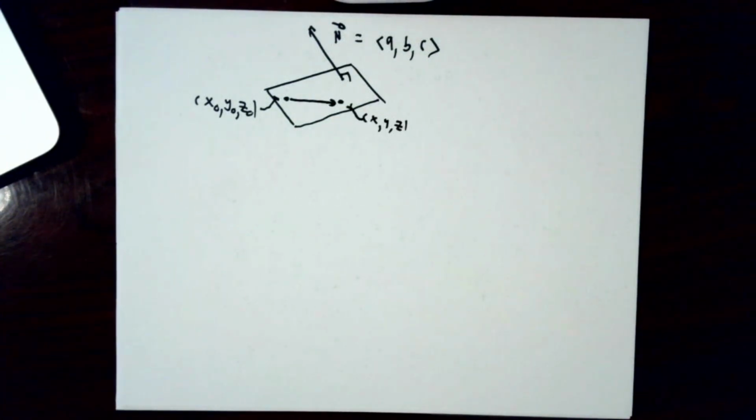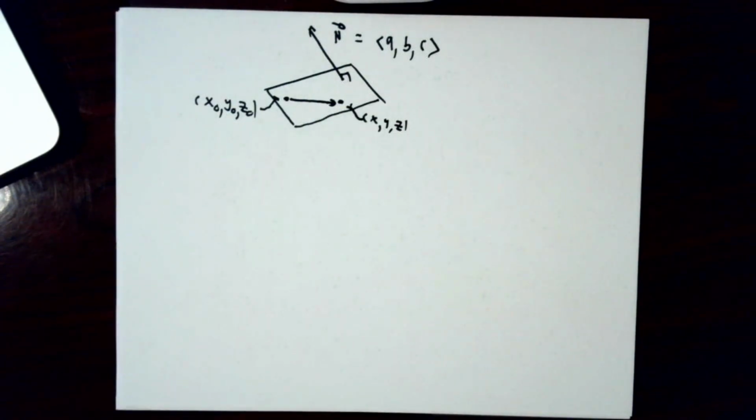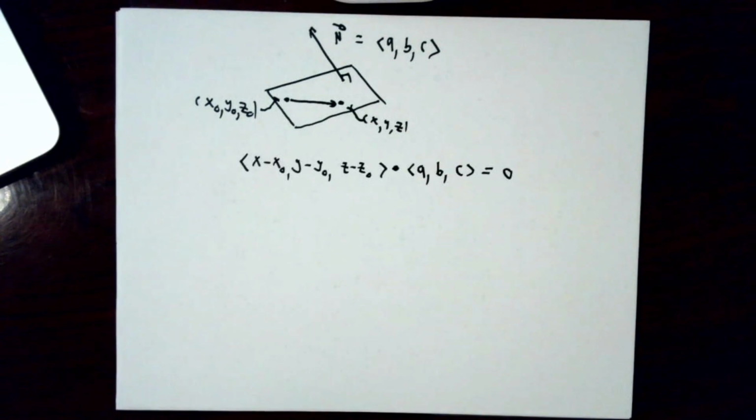Let x, y, z be any other point in the plane. If I form the vector from the known point to this other point, this is a directed line segment that lies completely within the surface of the plane. Therefore, it's at right angles to the n vector. The vector in the plane has components x minus x0, y minus y0, and z minus z0. For that to be at right angles to vector a, b, c, the dot product of these two vectors should be 0.